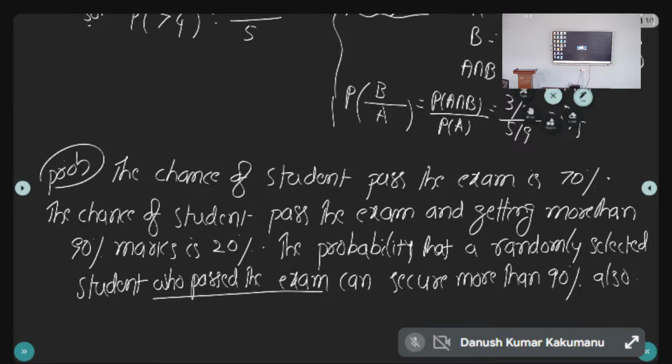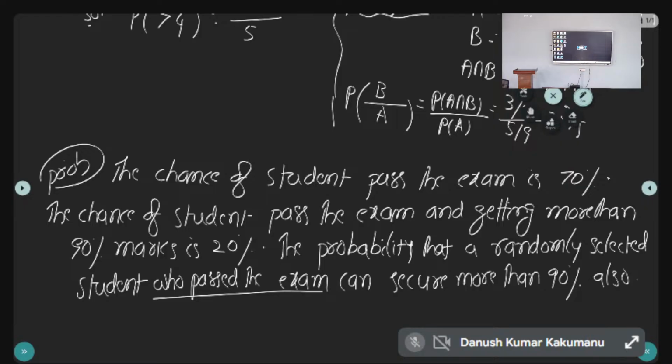Okay. A student who already passed the exam can secure more than 90%, means the probability of a student securing more than 90% is our question. So the numerator is more than 90%, the denominator is already passed. According to conditional probability, the numerator is the intersection part, the denominator is the already occurred part. Already occurred part means the chance of a student passing the exam. What is it? 70%. 70% is the denominator. What is the numerator? Intersection part. Intersection part means already passed and secured more than 90%. What is it? 20%. Is it right or not?